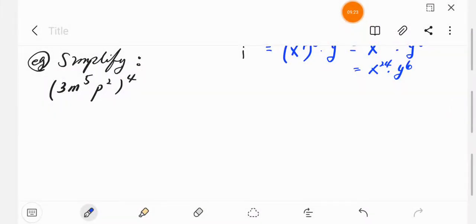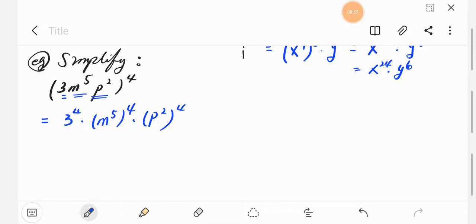All right, let's simplify this one. So the parenthesis is the base, and the 4 is the power, the exponent. And the base contains 3 factors, right? 3 and m to the 5th power and p to the 2nd power. So what we're going to do is raise each factor to the 4th power. So m to the 5th power should be raised to the 4th power, and p squared will be raised to the 4th power.